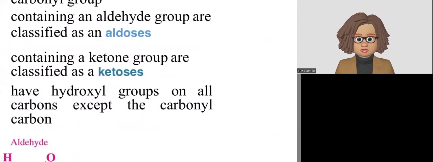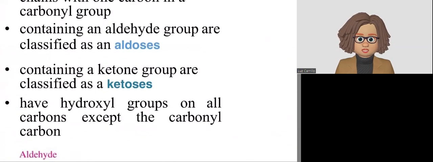The other way that we can classify carbohydrates is depending on the carbonyl functional group that they have. If the carbohydrate has an aldehyde group in its structure, it is known as an aldose. If your monosaccharide or carbohydrate in general has a ketone group in its structure, it is known as a ketose.